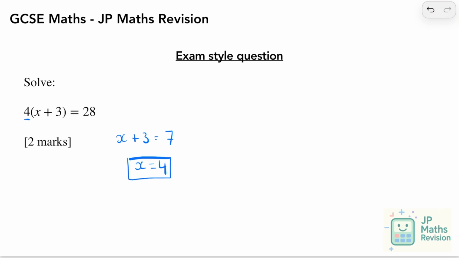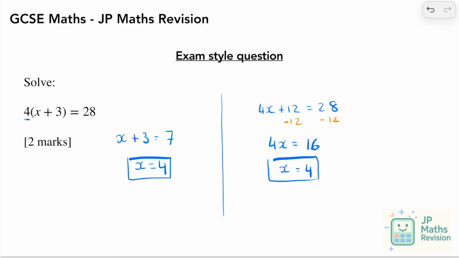Another way that a lot of students might answer this question is by expanding the brackets. So if we expand the brackets, we get 4x plus 12 equals 28. Then we need to minus 12 from both sides, giving us 4x equals 16. And then we divide both sides by 4, so we end up with x equals 4. So again, we get the same answer, but just a slightly longer method of doing it. So yeah, that is that.